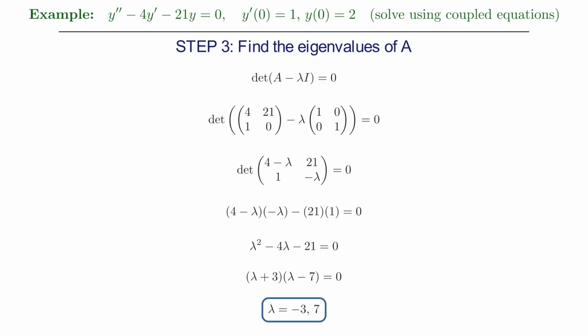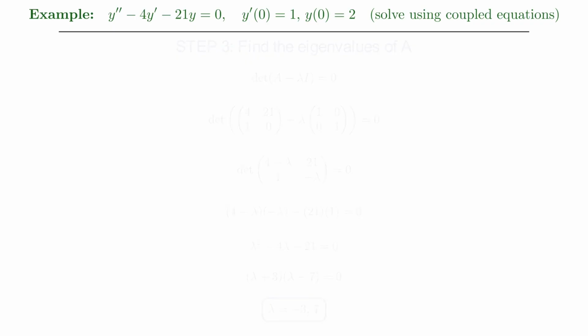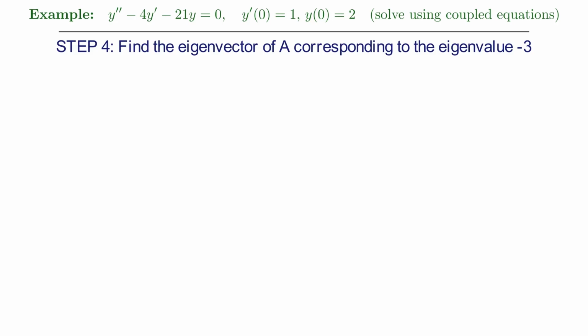If your quadratic didn't factorize very easily, you could just use the quadratic formula to find the two values for λ, which are our eigenvalues of A. Then for each eigenvalue, we need to find the corresponding eigenvector. So we're going to start with the eigenvalue of -3.